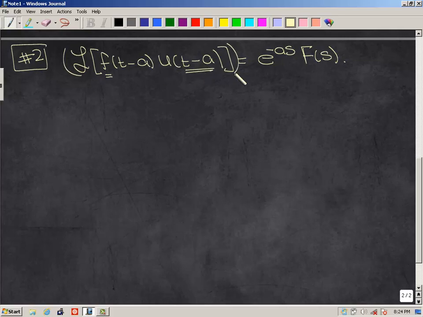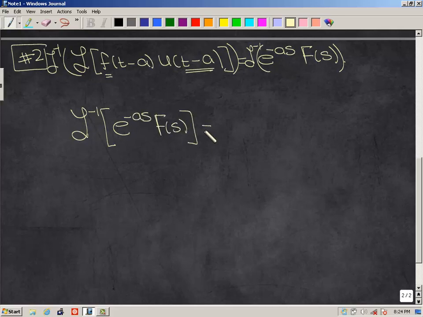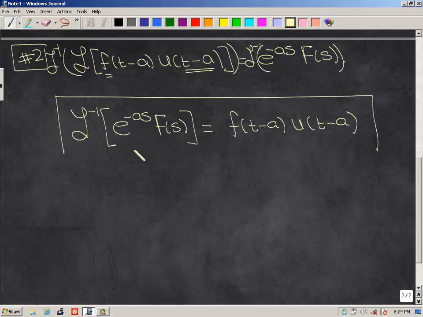So if I take inverse Laplaces on both sides, I end up with this really useful property, which tells us that the inverse Laplace of e to the minus as times big F of s is equal to f of t minus a times u of t minus a. So that's what we end up with. This is an extremely useful inverse Laplace transform formula. Now, let's take a quick look at how this works. This is also referred to as the second shift theorem.